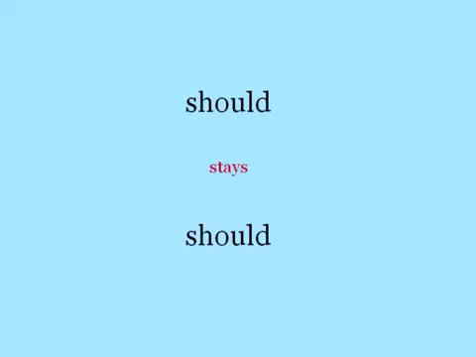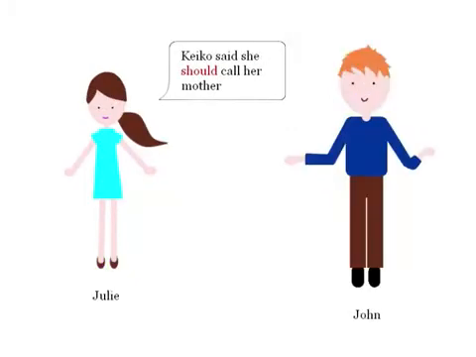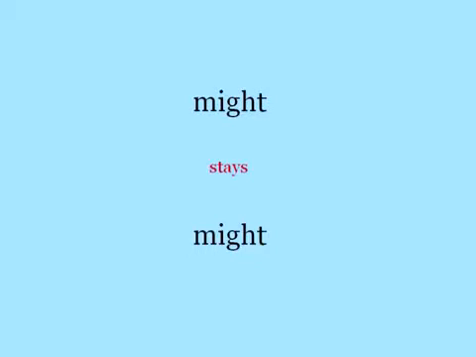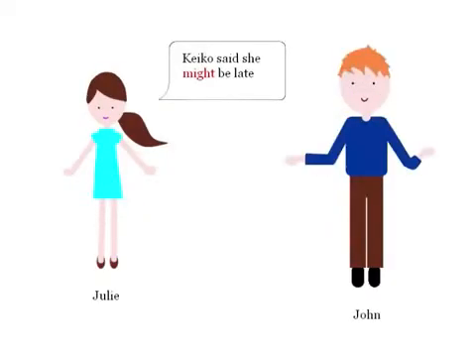Should stays should. For example, I should call my mother. Keiko said she should call her mother. Might stays might. For example, I might be late. Keiko said she might be late.